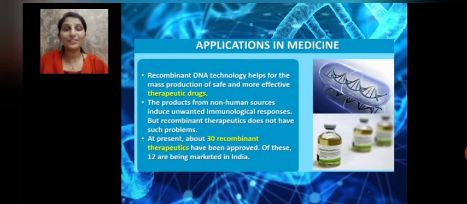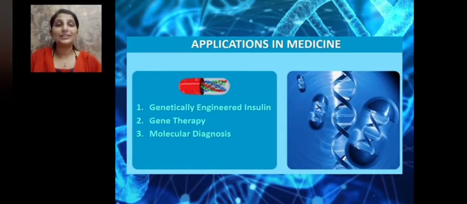So the benefits are, first, it is very safe. Second, it does not create unwanted immunological responses, which are created when these products are obtained from non-human sources. At present, about 30 recombinant therapeutic drugs have been approved. Of these, 12 are marketed in India. The different applications in medicine are genetically engineered insulin, gene therapy, and molecular diagnosis.